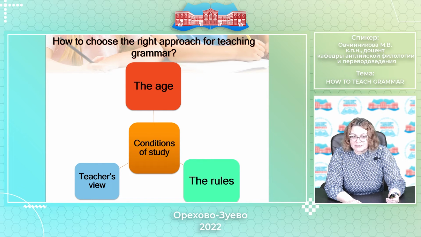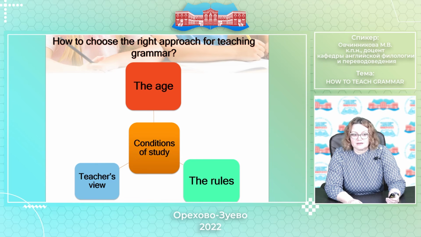So the second point is conditions of study. So what do we mean by the conditions of study? We mean the number of people in the class, for example, we mean the whole organization of the studying process, and even we mean the climate conditions pupils live in. Because if pupils live in the hot countries or in the cold countries, everything influences the approach how to teach this or that aspect. This is very important one.